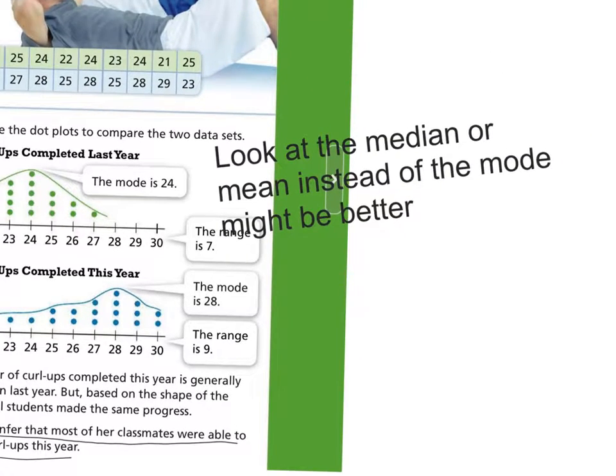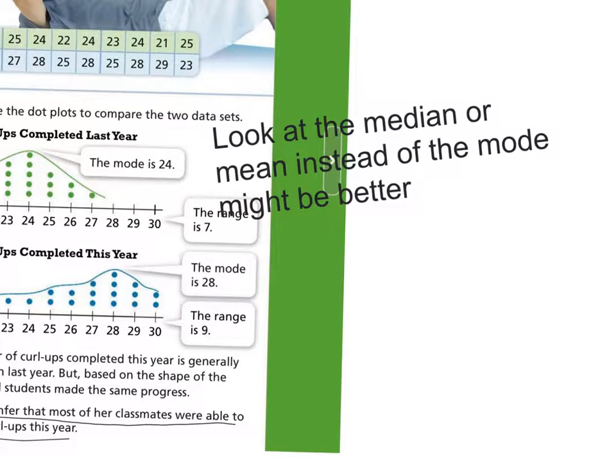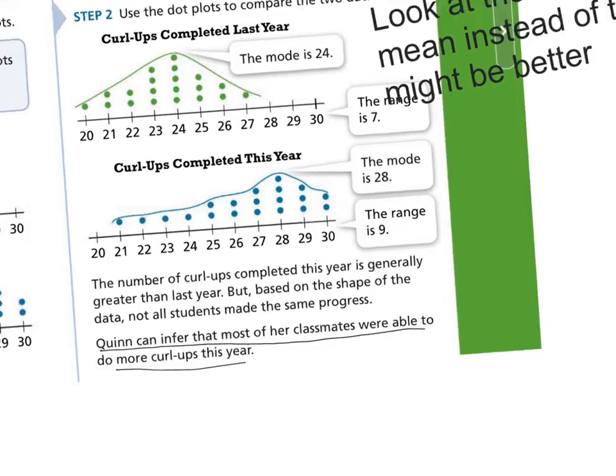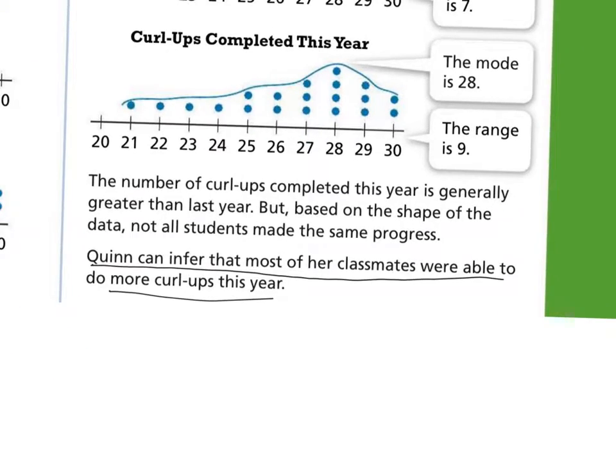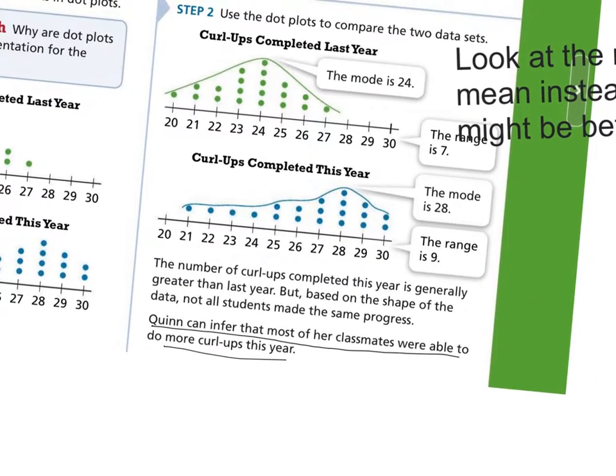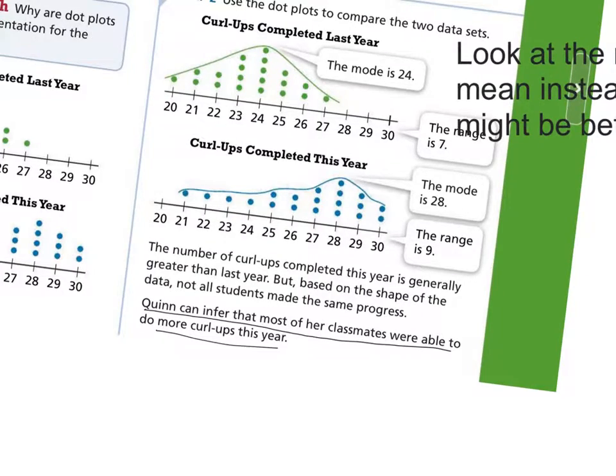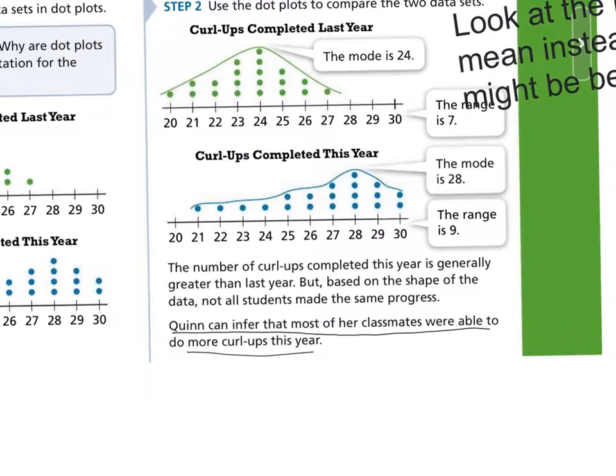Another thing we might look at is the median or the mean. Compare those as well. And kind of if you just look in general with these two, it looks like in general that people did more curl-ups this year than last year. Okay, not everybody, but definitely it's kind of shifted towards the right this year compared to last year, you might notice.